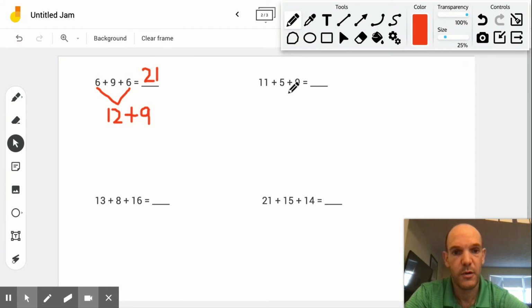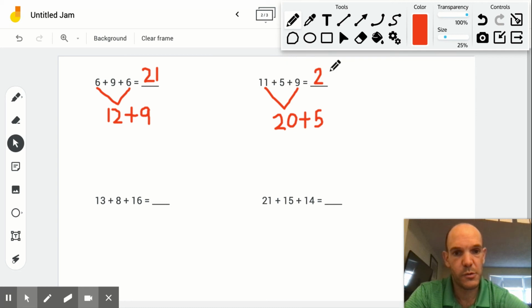Okay, another problem here. 11 plus 5 plus 9. Looking for ways to make 10s and 20s is a good way to do it. And if I see an 11 and a 9 right here, I know 11 plus 9 is pretty much the same as 10 plus 10, which is 20. And I only have a plus 5 left. 20 plus 5 is going to give me 25.